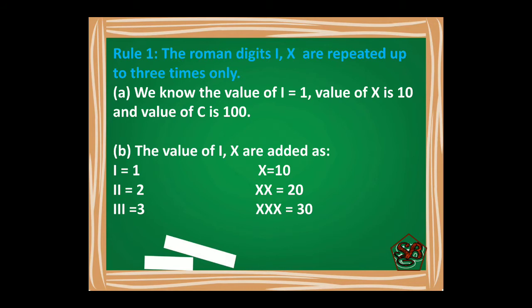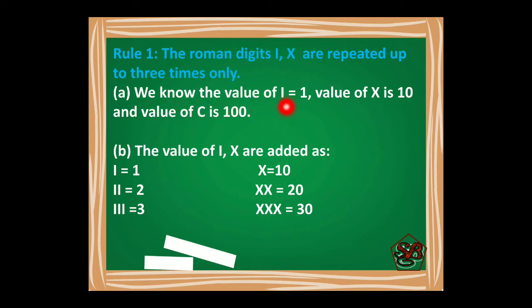Now let's understand the rules to form the Roman numerals. The Roman digits I and X are repeated up to 3 times only. That means that any symbol in Roman numerals can be repeated only up to 3 times. And there is a restriction that we can repeat only I and X. In this video, we will be concentrating on the counting only up to 50.